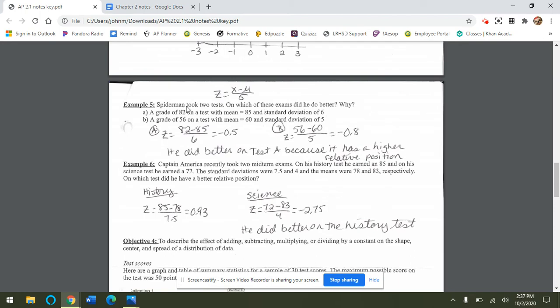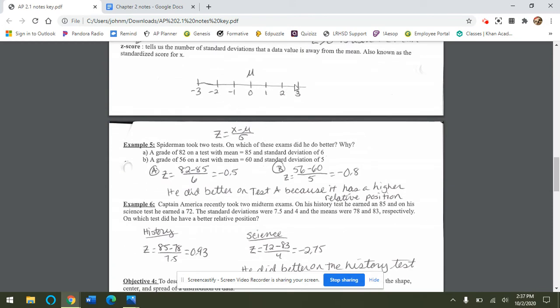Spider-Man took 2 tests. On which of these exams did he do better and why? So here's my z-score, right? I plugged in here, so test A, I had z equals x minus mu over sigma, and I got negative 0.5. On my B, I got z equals x minus mu over sigma, and I got negative 0.8. These are both negative, which means they're both lower than the mean.